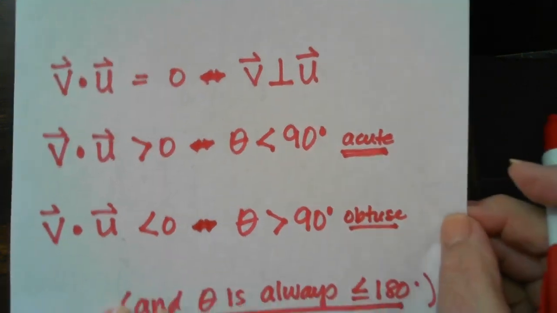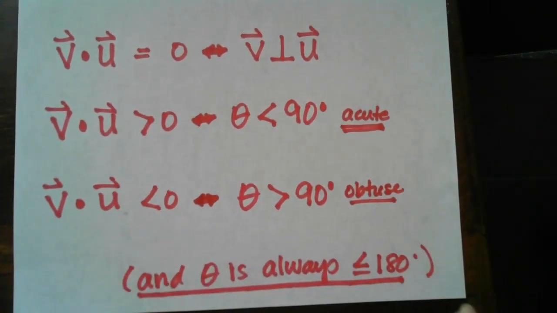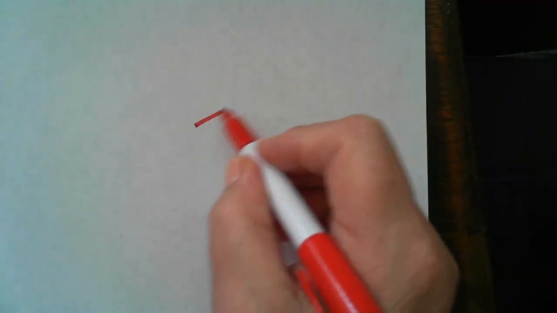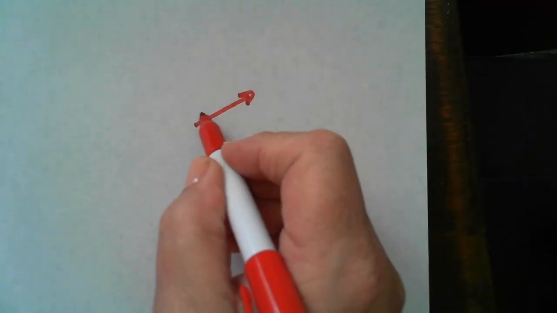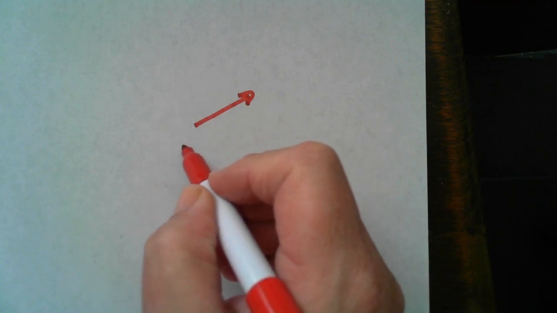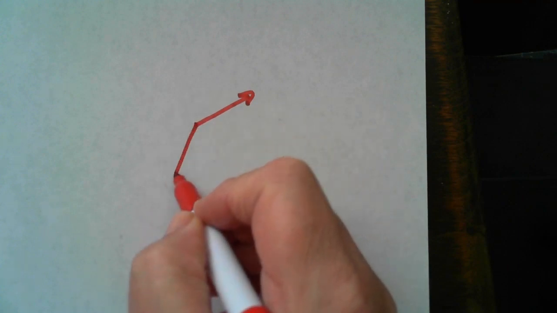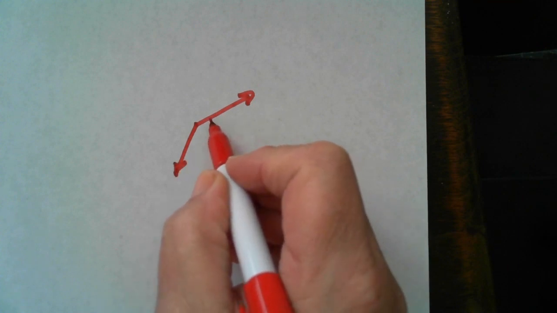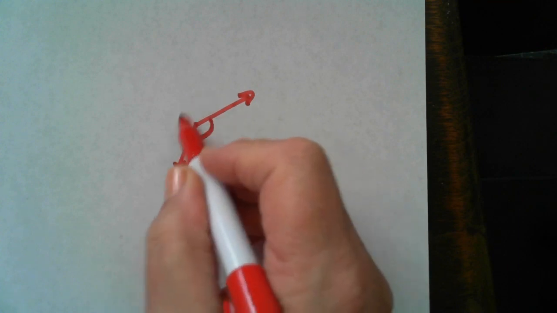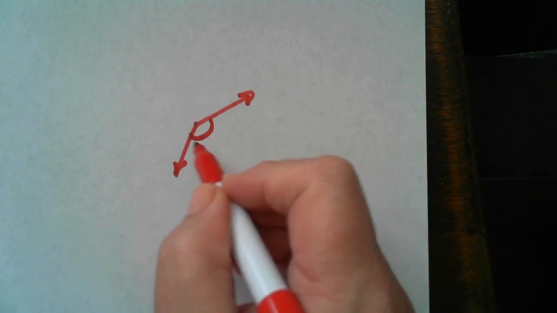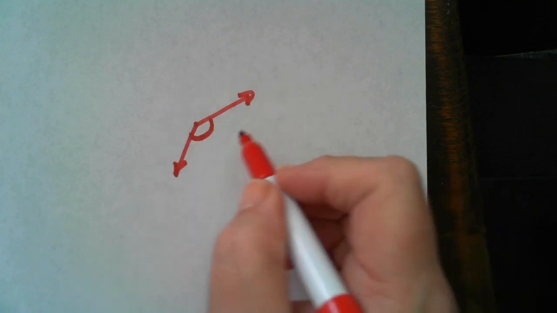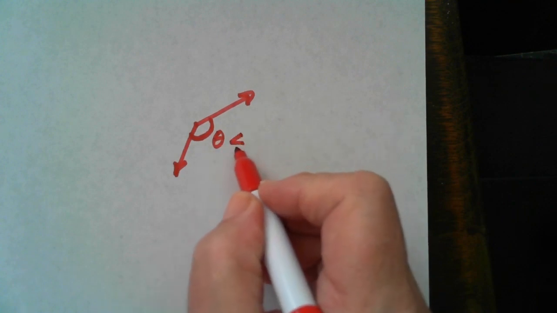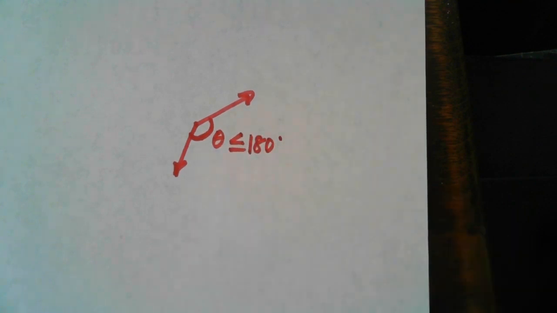Okay, and I just want to remind you that theta is always less than or equal to 180 degrees, because we would never have, and I'm going to just show you real quick, if I have these two vectors and you have a vector here, and you said, well, I'm going to go all the way around this way, more than 180 degrees, I'm going to come down here, and I'm going to say, here's my other vector. This is not the angle between them. The angle between is always the angle that is less than. So this theta is less than or equal to 180 degrees.